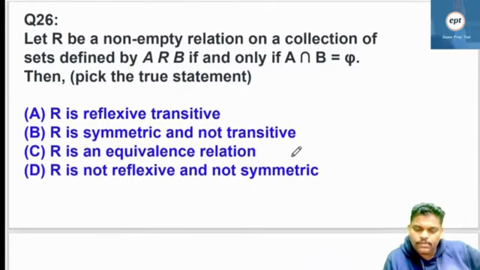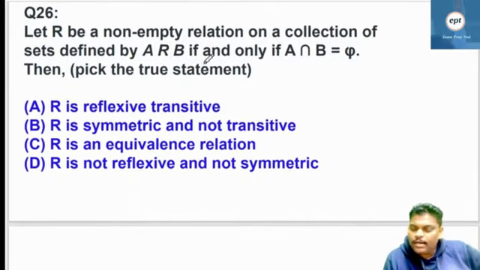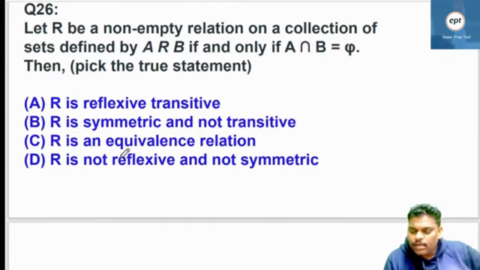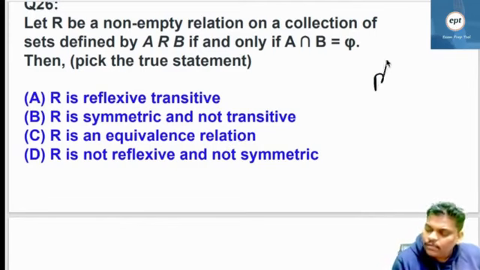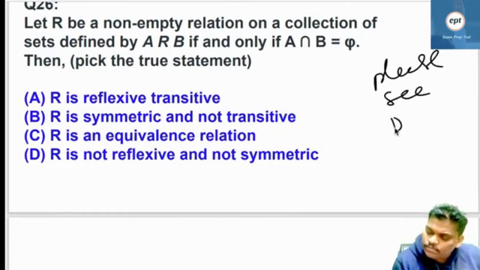Yeah, try this. Let R be a non-empty relation on a collection of sets defined as A R B if and only if A intersection B is equal to empty set. Then pick: R is reflexive, R is symmetric and not transitive, R is an equivalence relation, or R is not. If anyone is not getting these relations, please see the definitions once.